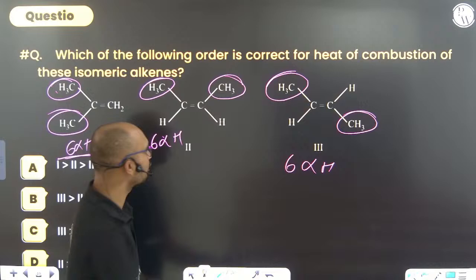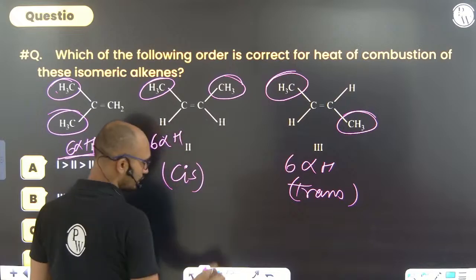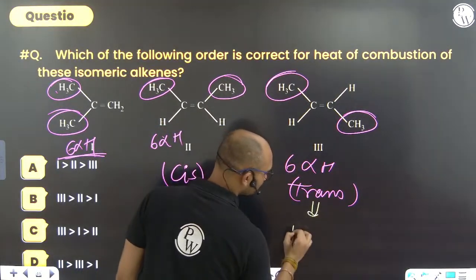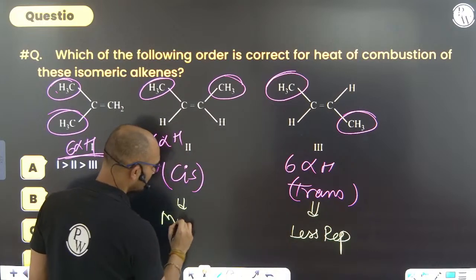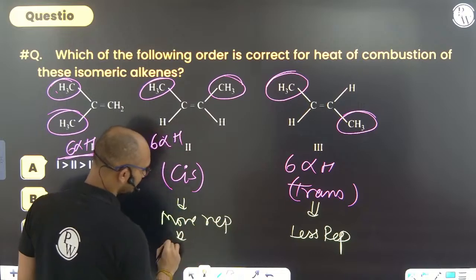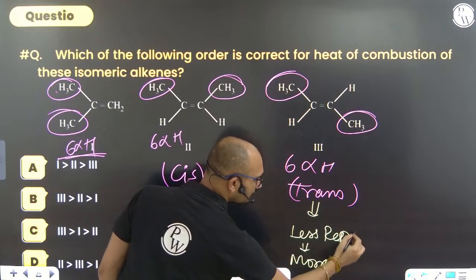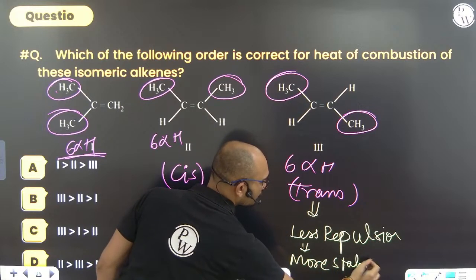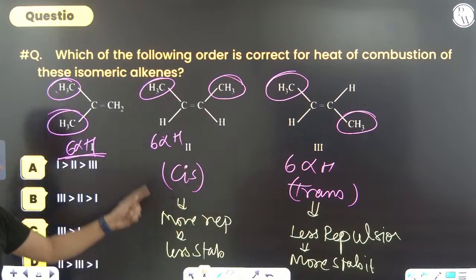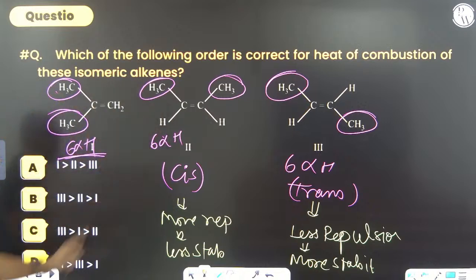Now in the second and third, we can see that this is cis and that one is trans. Trans is going to have less repulsion. Here it is going to have more repulsion. More repulsion means less stability, and here there will be more stability. Always remember, trans is more stable than cis, and this first one is more stable than both of them. So 1 is more than 3 is more than 2.